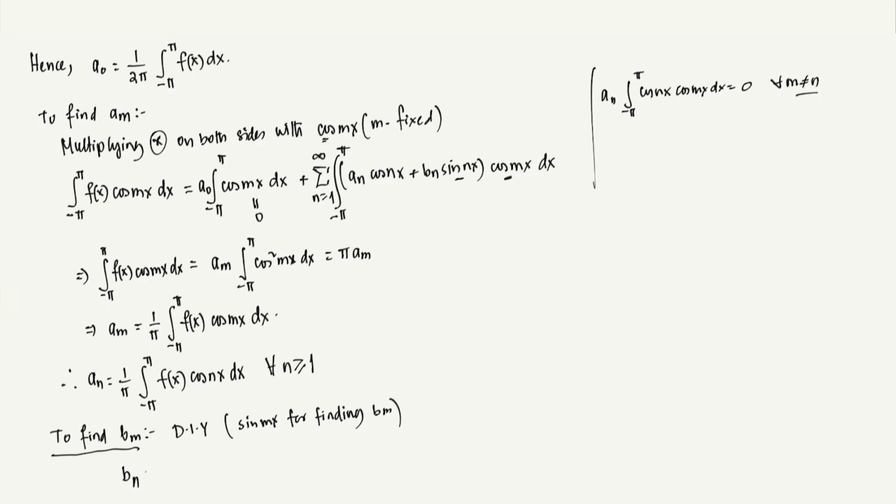bn is essentially 1 by pi times the integral from minus pi to pi. You see, you can guess this part is going to be 0 because the sine mx integral is again going to be 0. This part is again going to be 0 because the integral of sine and cosine is going to be 0. The only thing which will be remaining is sine square mx dx, right, which will give you pi. So essentially, we are going to get f of x sine nx dx. Okay, so this also holds for any n greater than or equal to 1.